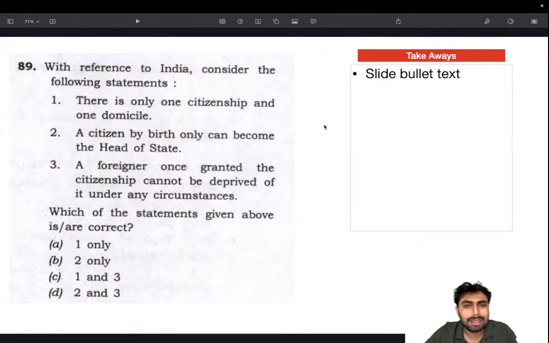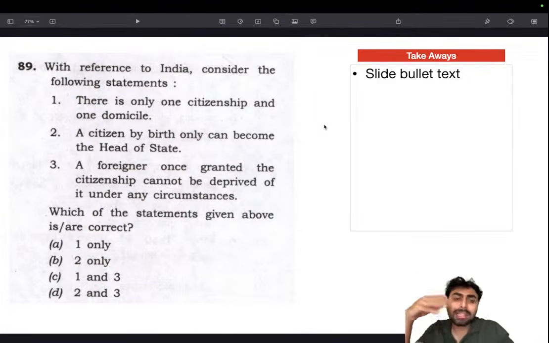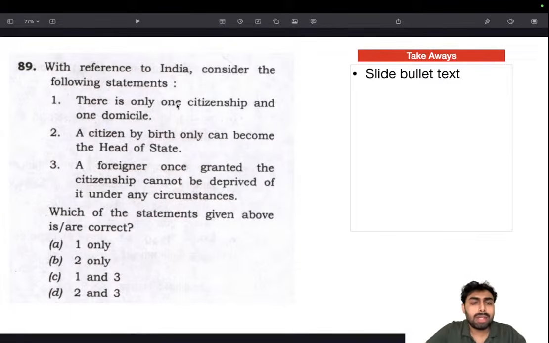It's not really necessary. Having the bigger picture here really helps, because while I was attempting this question in the real examination, I absolutely had no clue about those particular criteria about citizenship, because I couldn't study it. I didn't have the time for that. But I managed to mark this question right. I'll tell you how. First of all, there is only one citizenship and one domicile. That is there because India has only one citizenship and one domicile. But again, I was a bit skeptical because I wasn't very sure about the OCI card holder thing. So I was a bit skeptical about this statement. I couldn't eliminate it or choose it right away. A citizen by birth only can become the head of the state.